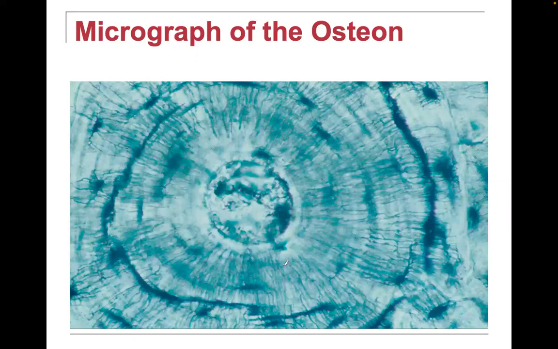Another way of looking at this, it kind of looks like a tree that was chopped down and has all those rings. So going around, those are the concentric lamellae. Here's the haversian canal or central canal. The cavity itself is called a lacunae, and what's inside the lacunae is the osteocyte. And then these spider-like extensions that come off, that is the canaliculi.